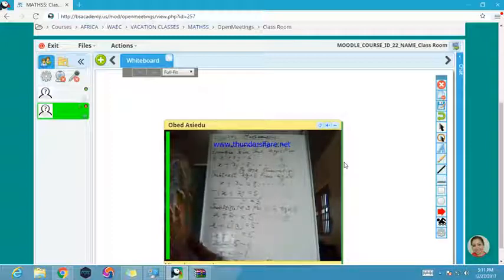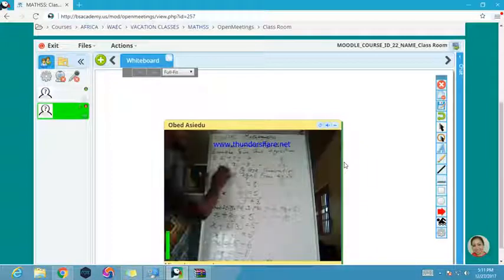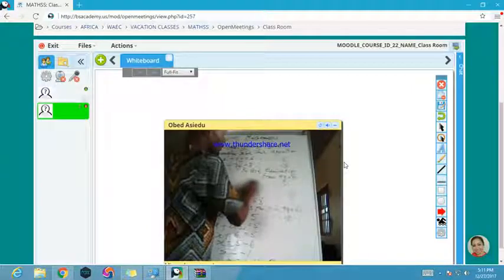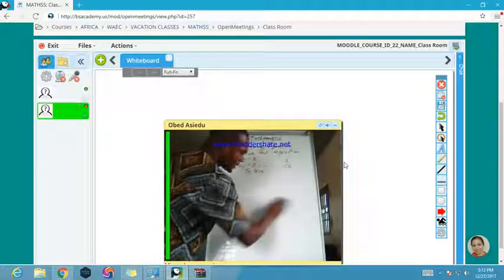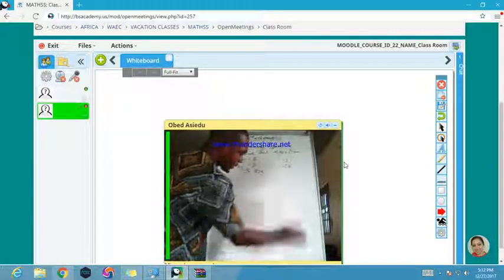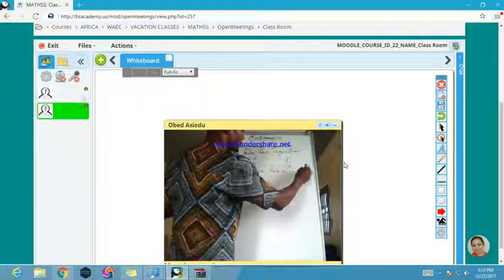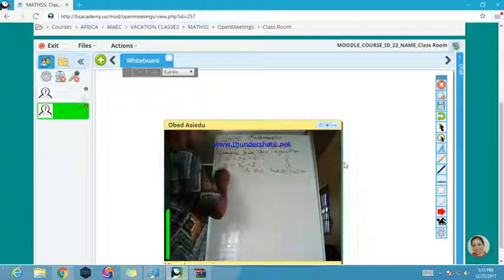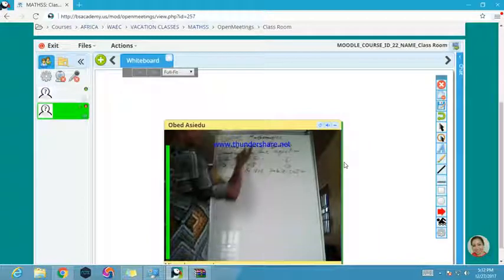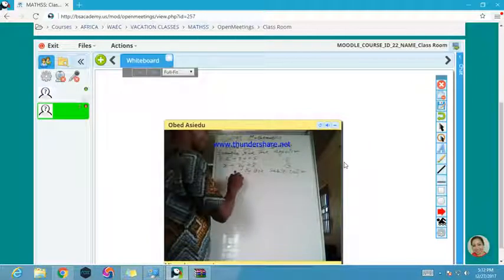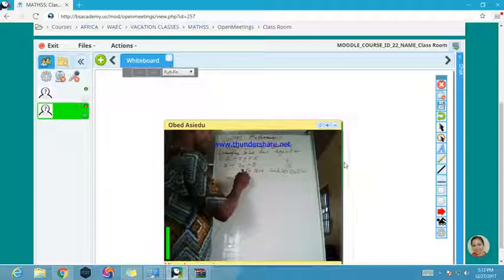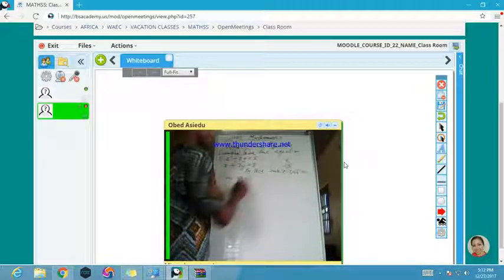Now we're going to use the substitution method still in solving this equation. Still using the same example, let's see what we are going to get at the end of the day. By the substitution method, you can say from either of the equations, let's say from equation 1, you make x the subject of the formula by saying x is equal to 5 minus 2y. We can call this equation 3.